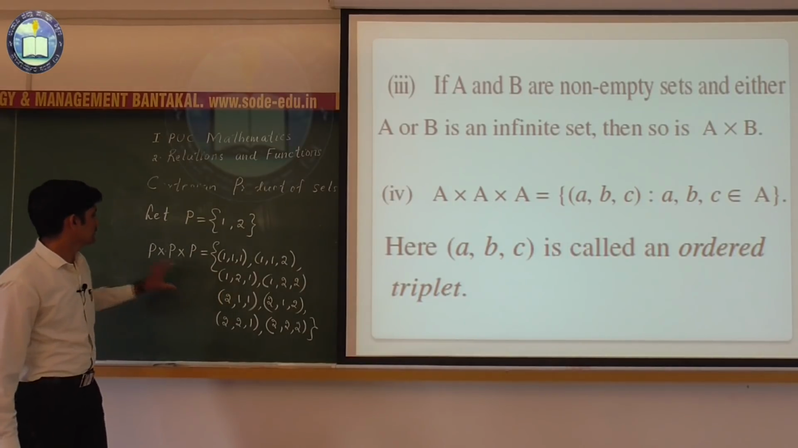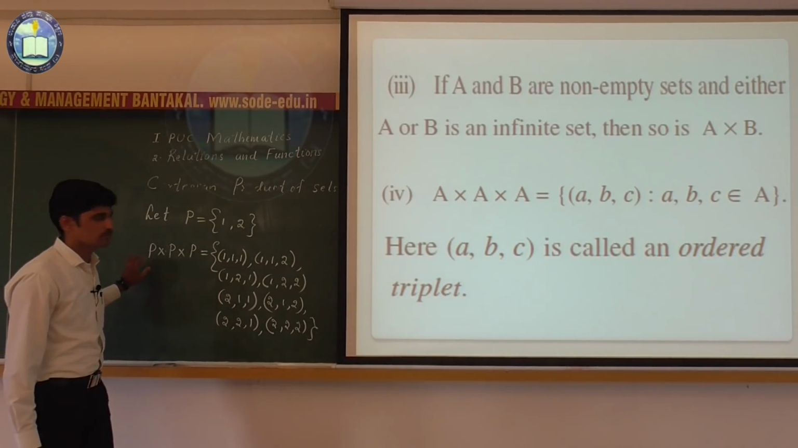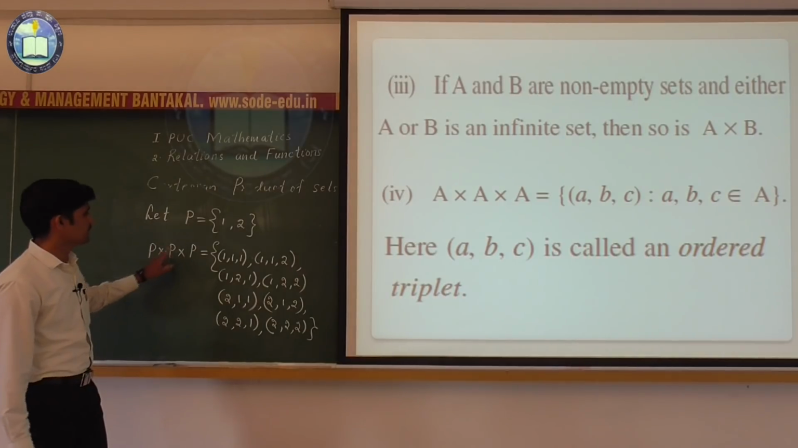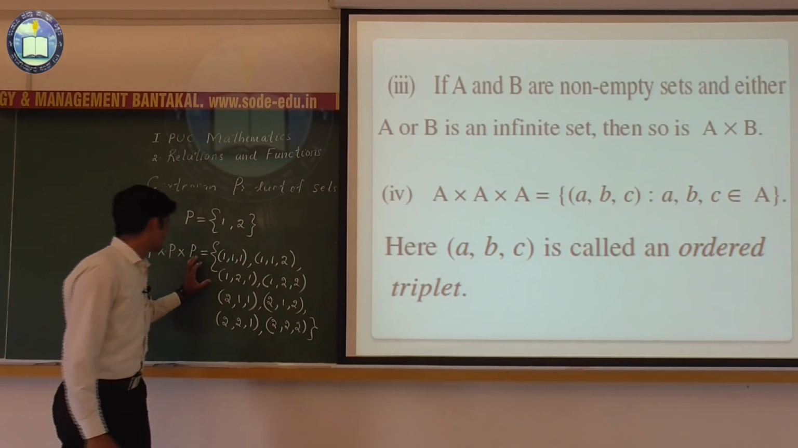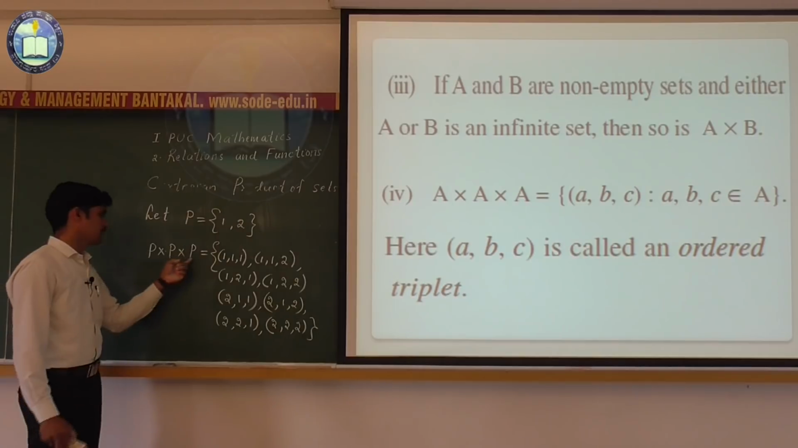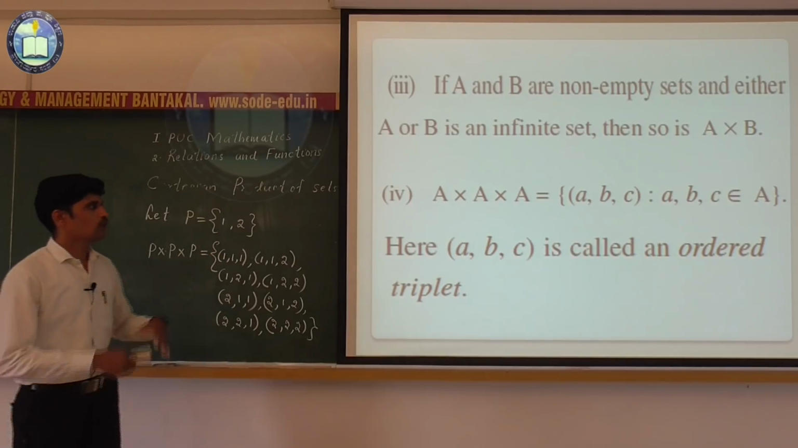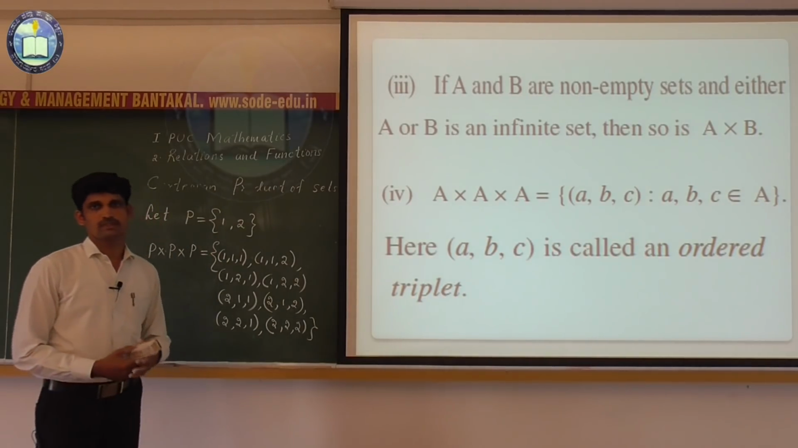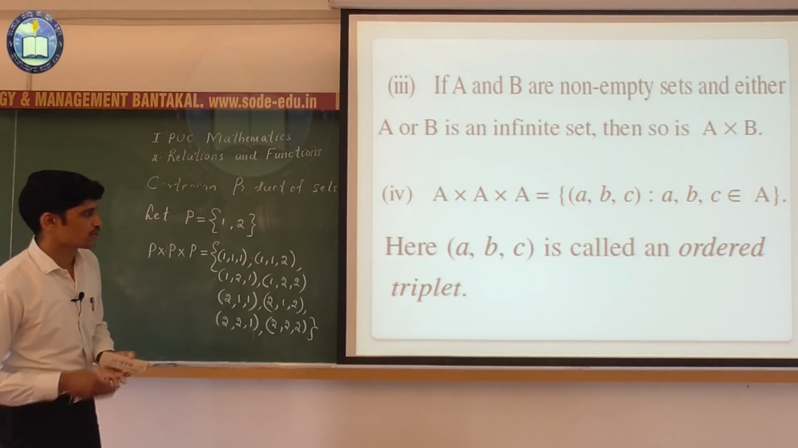So this is the Cartesian product of three sets P, P and P. All the three sets are equal, or they may be distinct sets also. Then also we can find their Cartesian product.